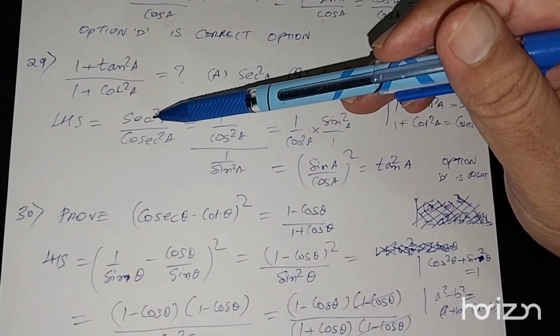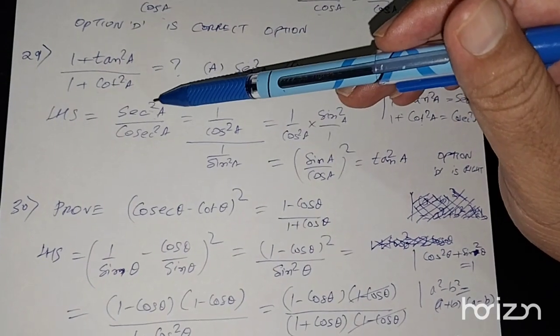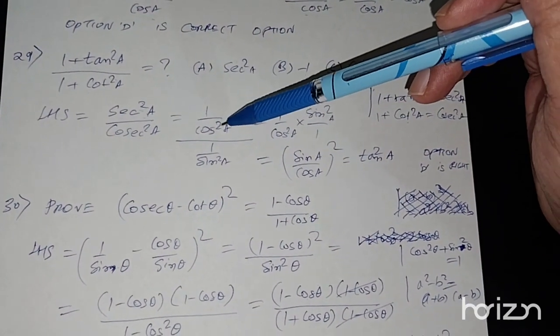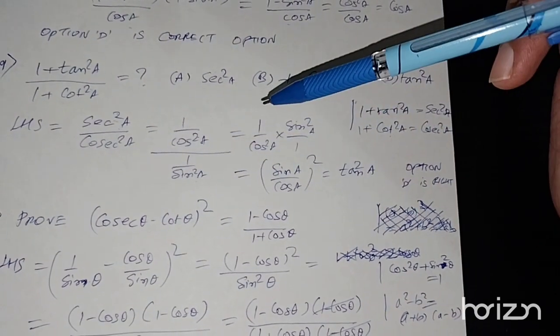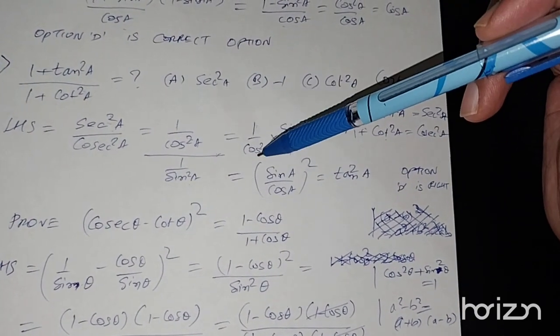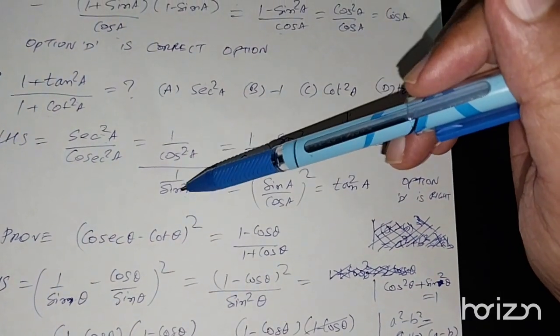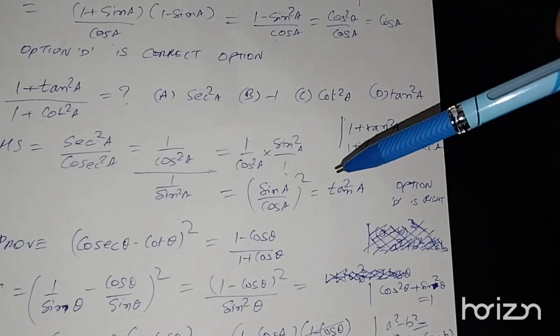Now what is secant a? It is nothing but 1 by cos, isn't it? And there is a square here, so it is 1 by cos squared a. Similarly, cosecant squared is nothing but 1 by sine squared a, right? And these are fractions, and there is a division here, so this remains as is, but the fraction in the denominator is inverted. So sine squared a goes up, 1 comes down.